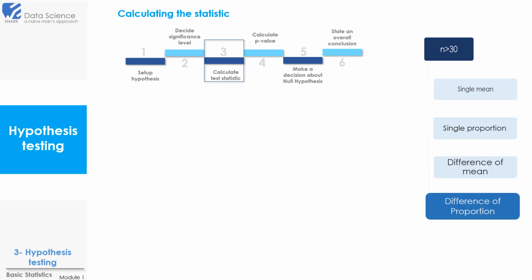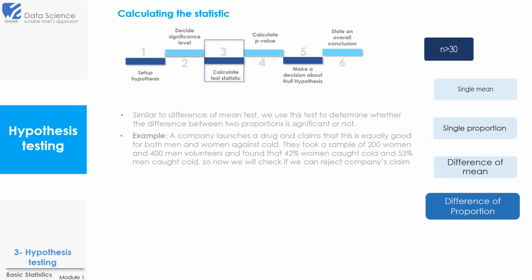Now the last test in this category is for the difference of proportion. Again, similar to the difference of mean test, we use this test to determine whether the difference between two proportions is significant or not. Let's take an example for this as well to understand it better. A company launches a drug and claims that it is equally good for both men and women against cold.